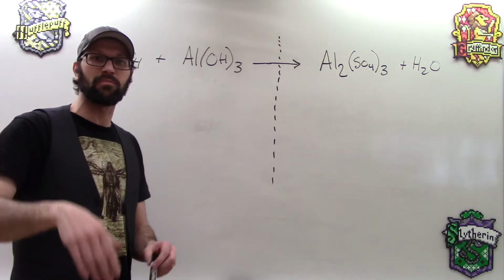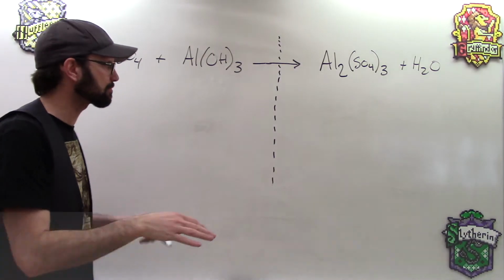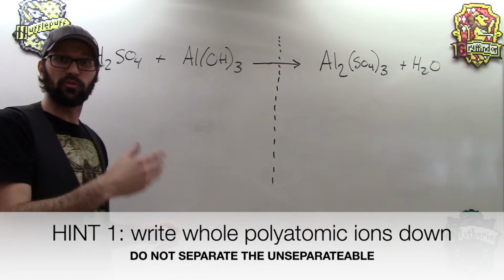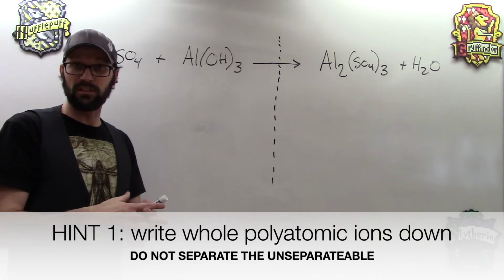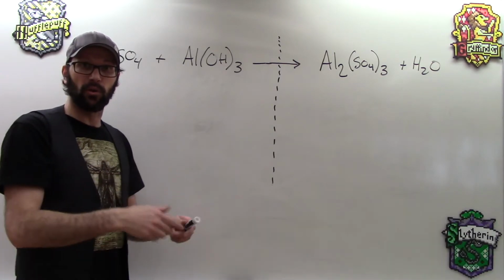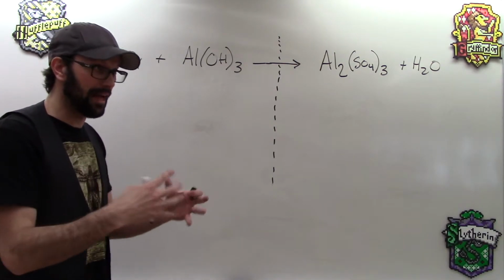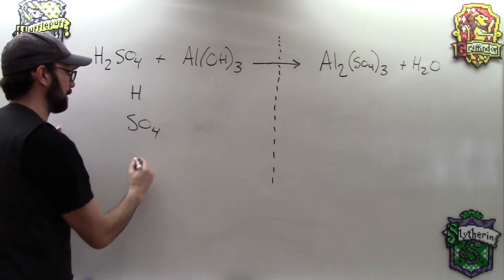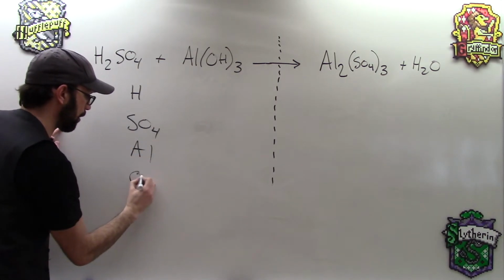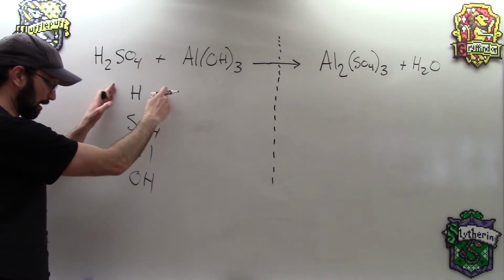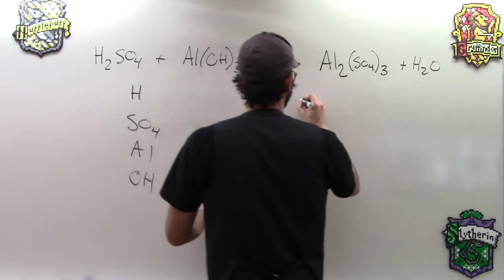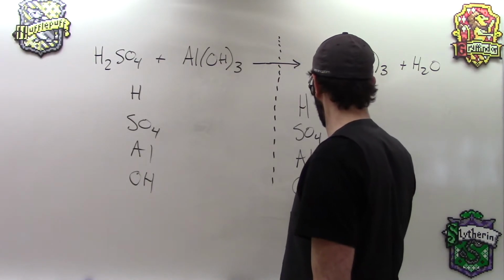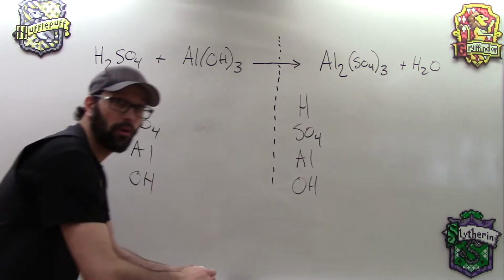Here is a hint, something that is difficult. Remember in these brackets, that's hydroxide and there's sulfate. Those are both polyatomic ions. You're supposed to treat them as one. So when you write down the inventory, write them down as one essence. So my inventory: hydrogen, sulfate, aluminum, and hydroxide. Write down the same inventory on the product side, in the same order, so that we can better keep track of what's going on.